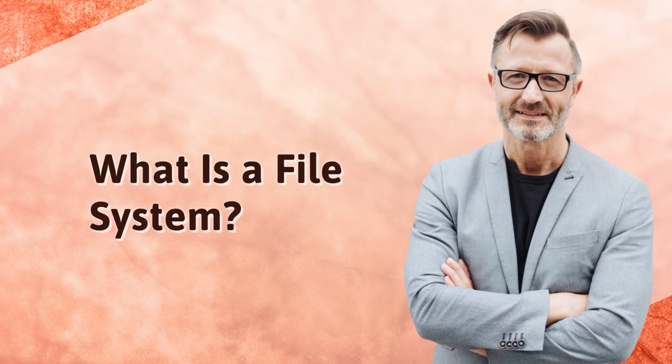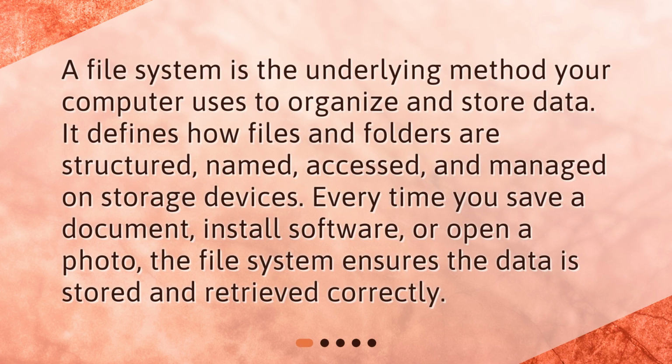What is a file system? A file system is the underlying method your computer uses to organize and store data. It defines how files and folders are structured, named, accessed, and managed on storage devices. Every time you save a document, install software, or open a photo, the file system ensures the data is stored and retrieved correctly.